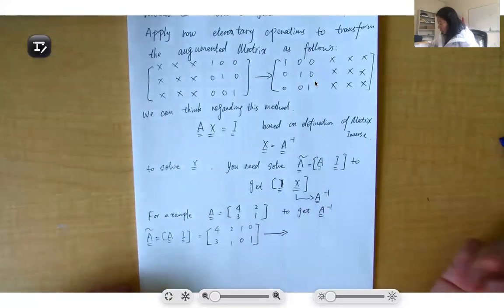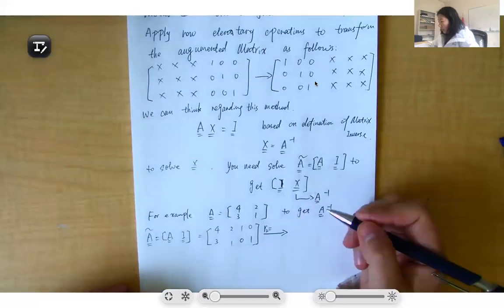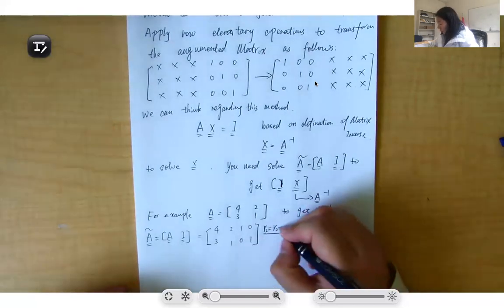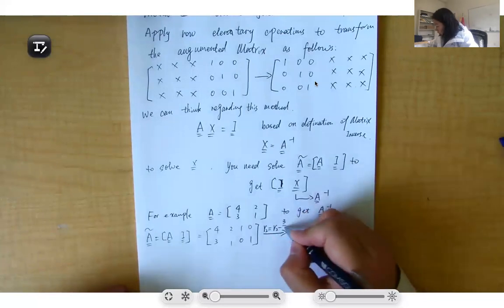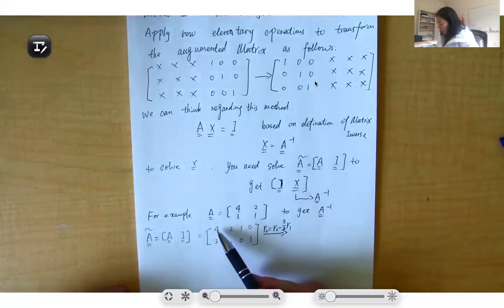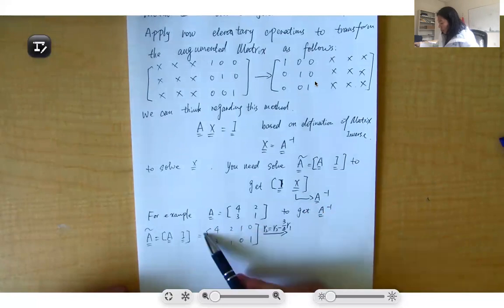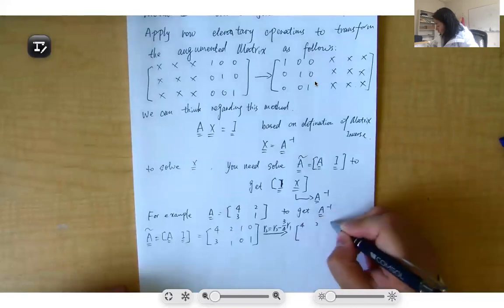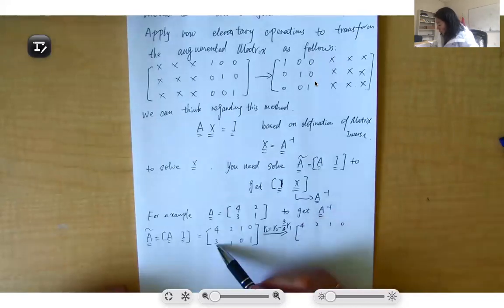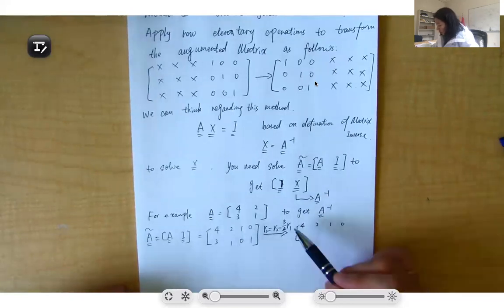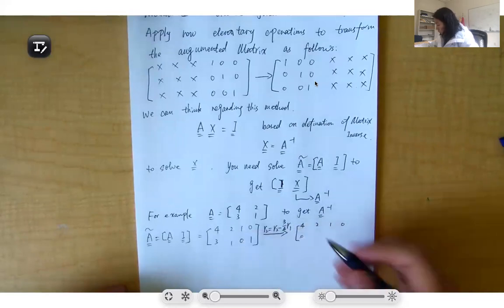So we will use row operations. The newly updated second row will be the current second row minus 3/4 R1. So in order to make this 3 to be 0, we need to subtract 3/4 times the first row. The first row is unchanged: 4, 2, 1, 0. The second row, the first number will be 0. The second number will be 1 minus 3/4 times 2, which is minus 1/2.